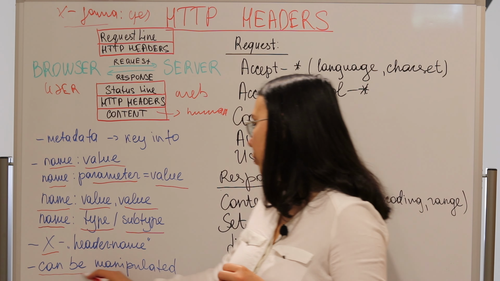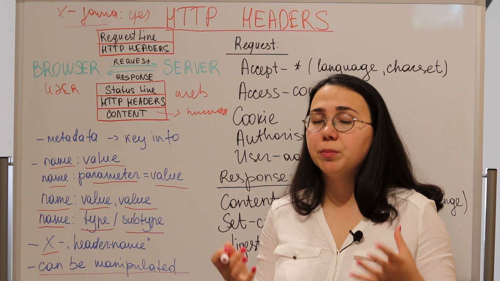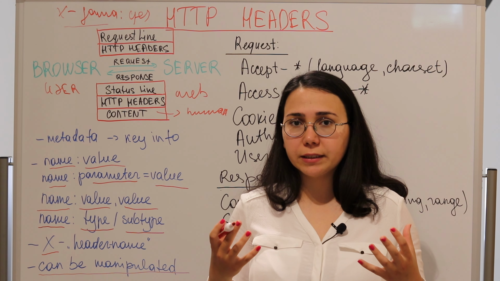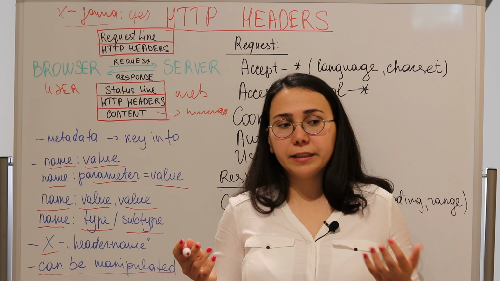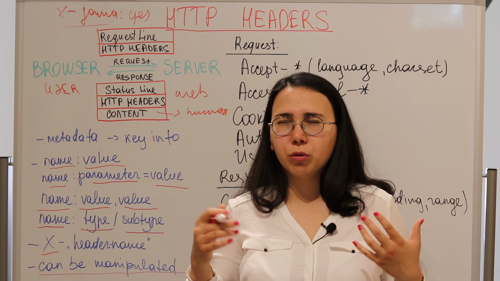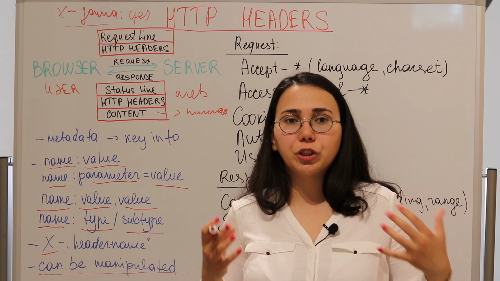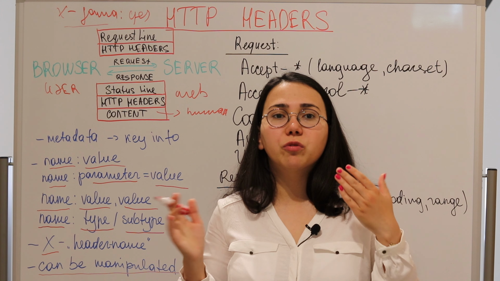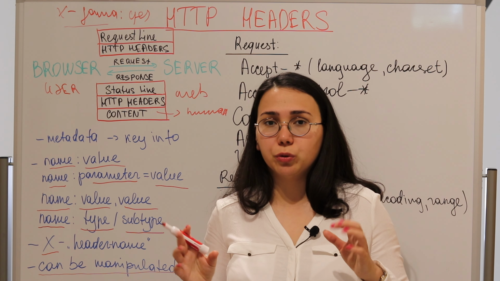Headers can be manipulated if the protocol that you're using is not secure. If it's HTTP, for example, and not HTTPS, bad actors can manipulate values of your headers. For example, they can change the user agent so that you don't know exactly what browser certain things were accessed from. Or they can change any other value of the header if the protocol and the connection are not secure enough.